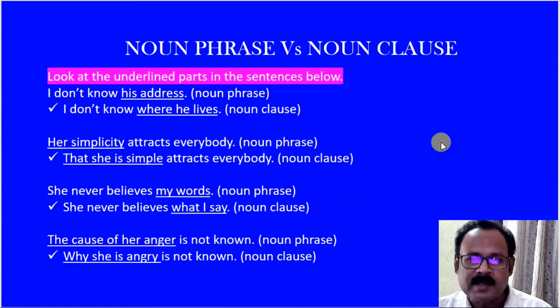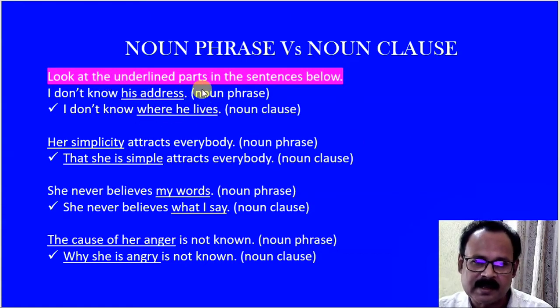I don't know his address. In this sentence, I don't know his address, his address is a noun phrase. But I don't know where he lives. Where he lives is a clause, and such a clause is called a noun clause because it does the same work of a noun phrase.